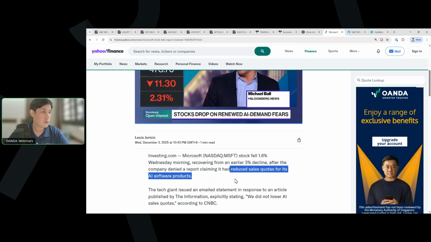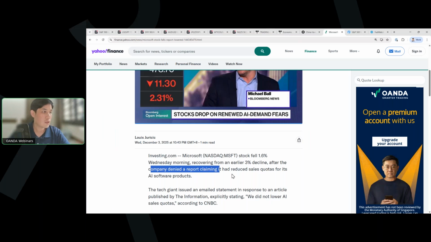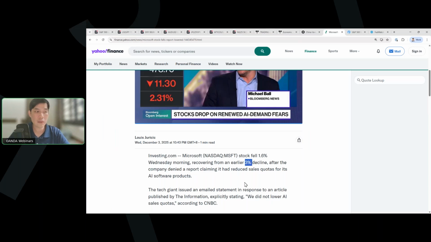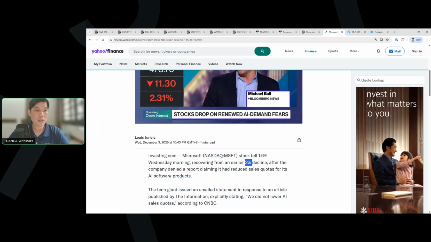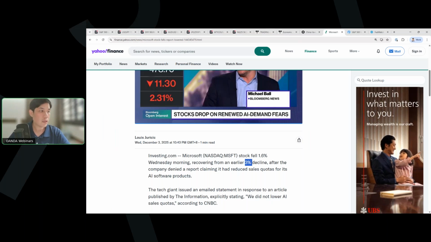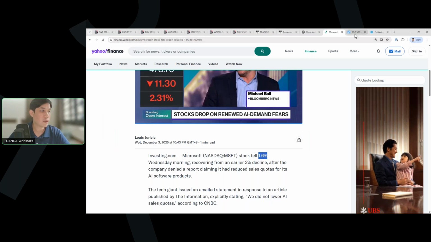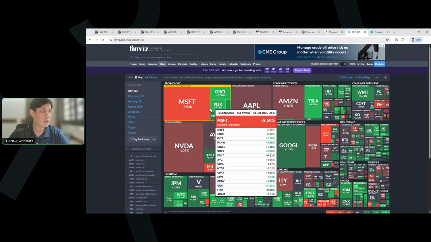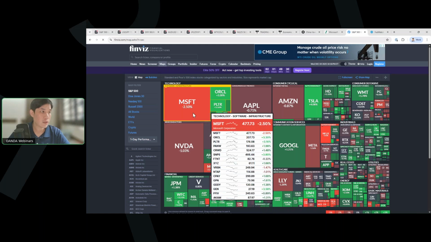So after this report saying that the sales quota has been reduced for Microsoft AI software products, the company actually came out with a statement denying such a report. Earlier it actually fell 3%. By the end of the US session, the losses were trimmed to only negative 1.6%. If you look at the heat map of the S&P 500, we see deep red, and Microsoft still managed to close down negative 2.5%.